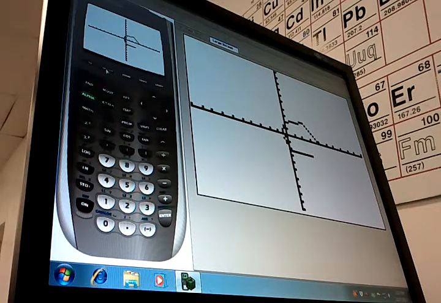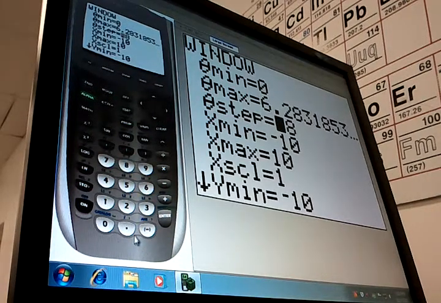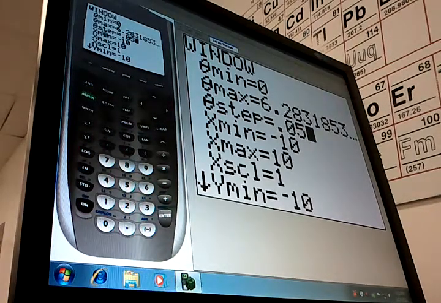But let's all make it a little bit better. Let's all make it 0.05. You guys with me? Theta step 0.05. It's going to be a little bit finer, better resolution.